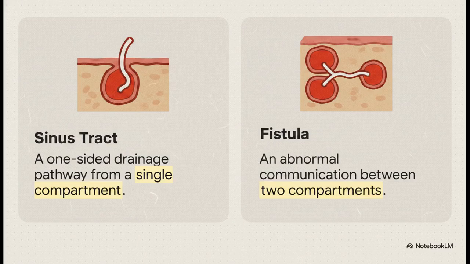Listen, this concept is a classic exam trick, so definitely take notes here. In neglected cases, an abscess can eventually rupture. If it forms a sinus tract, well, that's just a one-sided drainage pathway originating from a single compartment. However, a fistula is an abnormal, epithelialized communication that literally bridges two distinctly different compartments. You have got to know the difference between a single-compartment drainage and a two-compartment bridge.